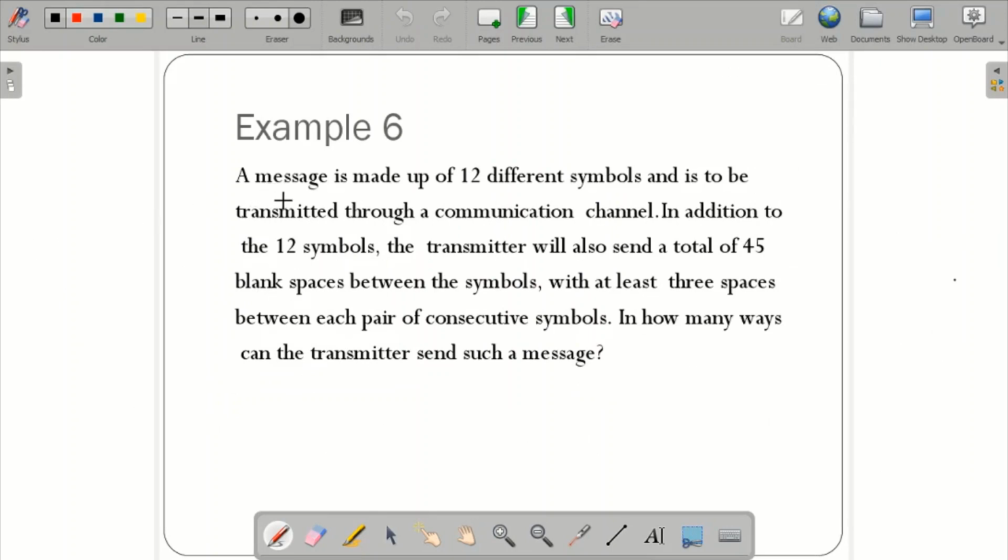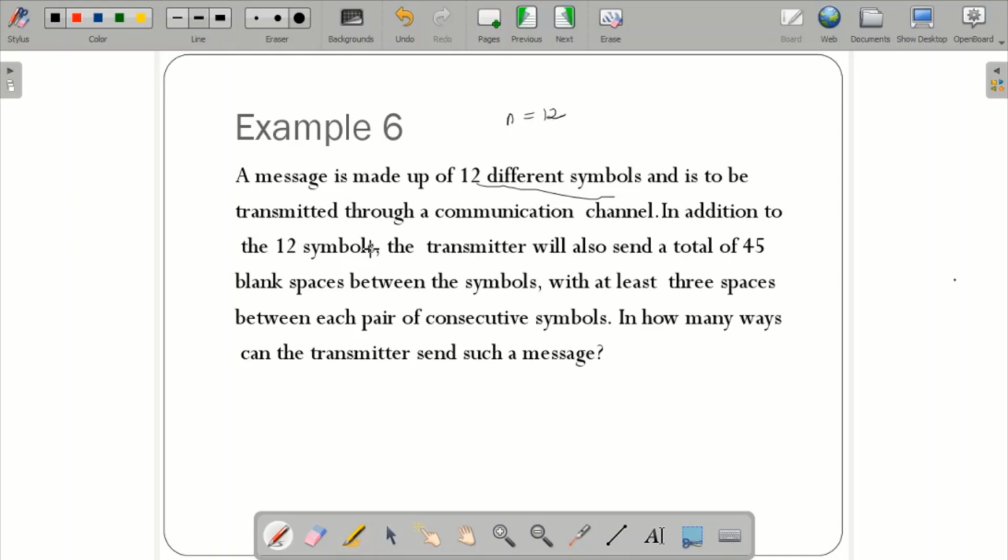Example 6: a message is made up of 12 different symbols and is to be transmitted through a communication channel. So here the question is, a message is made up of 12 different symbols. Since the symbols are different, n is equal to 12, agree? These symbols I need to transmit through a communication channel.